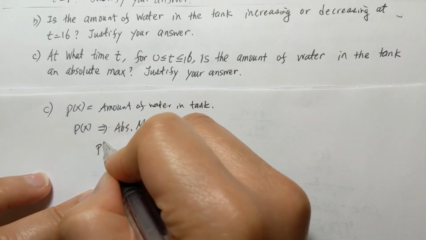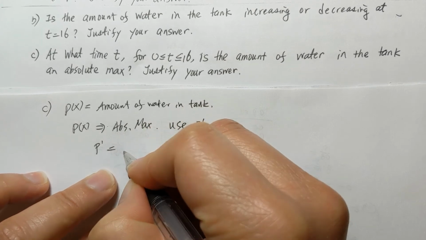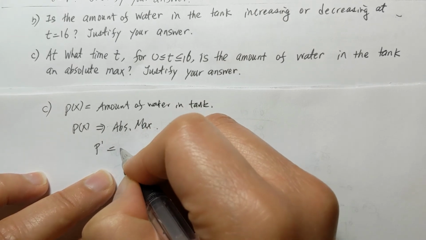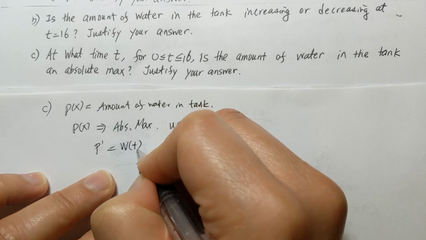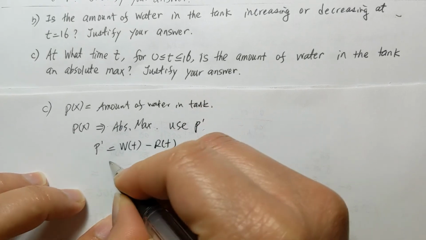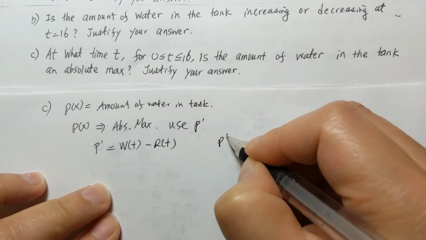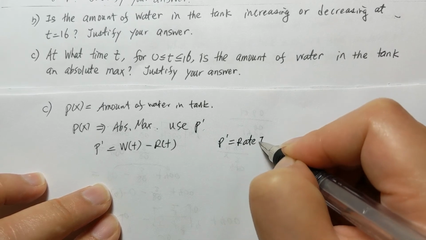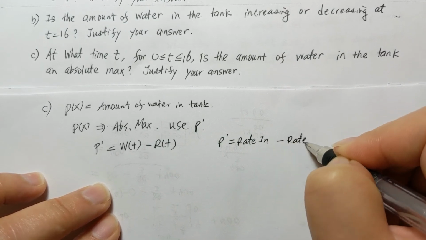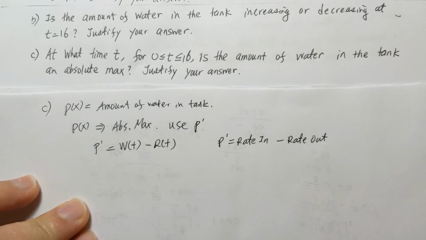So now we're going to write P prime equal to the rate in minus the rate out, which we got as W of T minus R of T. So we did that before. So P prime equals the rate in minus the rate out.